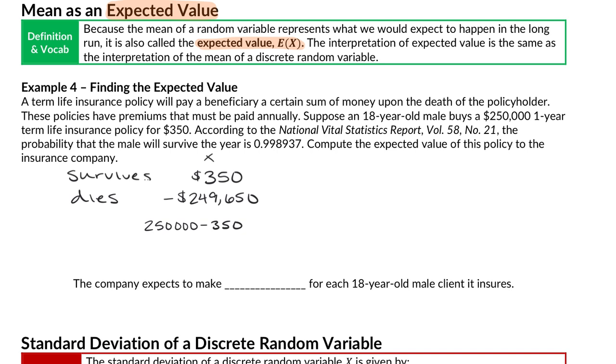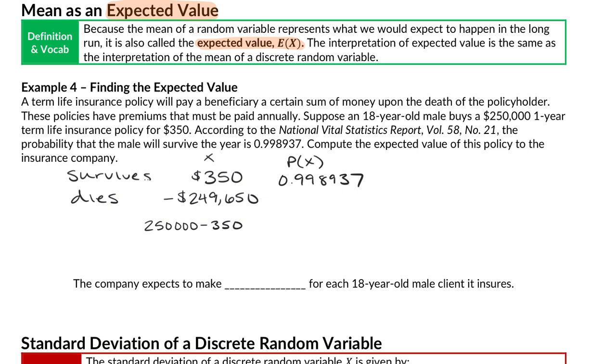They also told us that the probability that the male will survive, so this option, where the insurance company would earn $350 because the guy survived, would be 0.998937, and after lunch, we will deal with the rest of this problem.